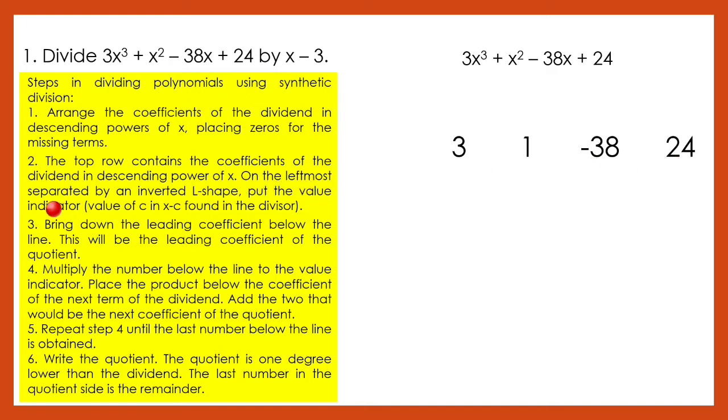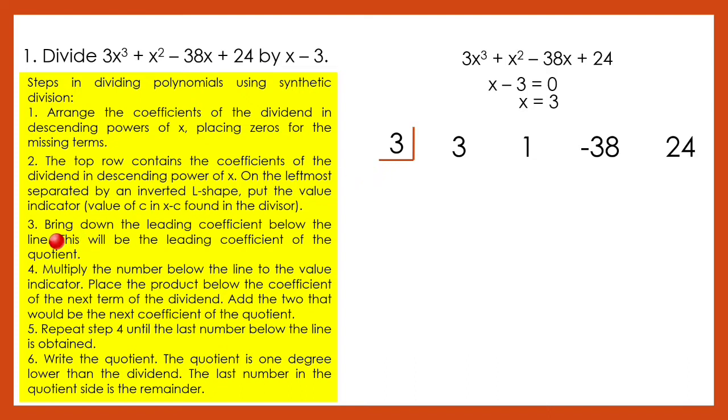Next, on the leftmost, separated by an inverted L shape, put the value indicator. So, ano yung value indicator? Value of c in x minus c found in the divisor. So, ang ating divisor ay x minus 3. So, ano ang value ng c natin? Ang value ng c is 3. So, yun yung ilalagay natin dito sa left side. So, para mas madaling makuha yung value ng c, i-equate natin itong x minus 3 sa 0. So, we have x minus 3 equals 0. Yung negative 3, itatranspose natin sa right side, magiging positive 3. So, yung 3, siya yung magiging ilalagay natin dito sa inverted L shape. Ito yung value indicator. Siya yung value ng c.